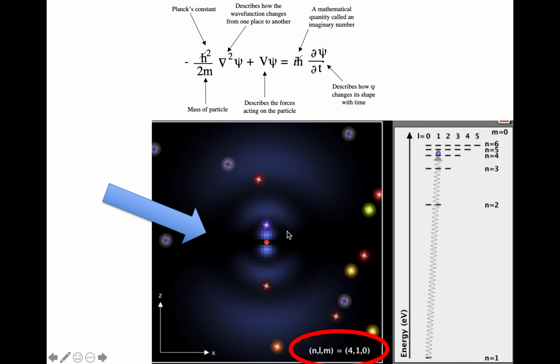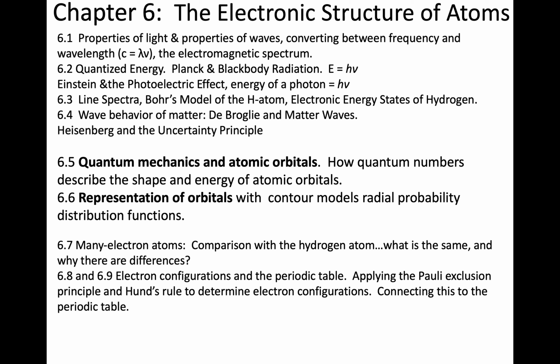One additional feature within this: it looks like there are these regions in between that are dark where the electron would not be found. I think we need to learn more about that feature of the atomic orbitals. So within this video, we've introduced the idea of quantum mechanics as it pertains to atomic orbitals. We've spent time looking at quantum numbers that describe the shape and energy of these orbitals. And as far as representations, we looked at contour models. We're going to extend that next time in class by looking at what are called radial probability distribution functions.